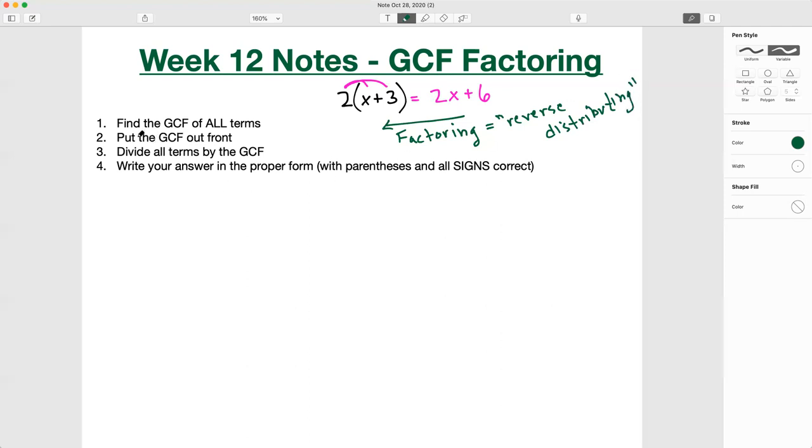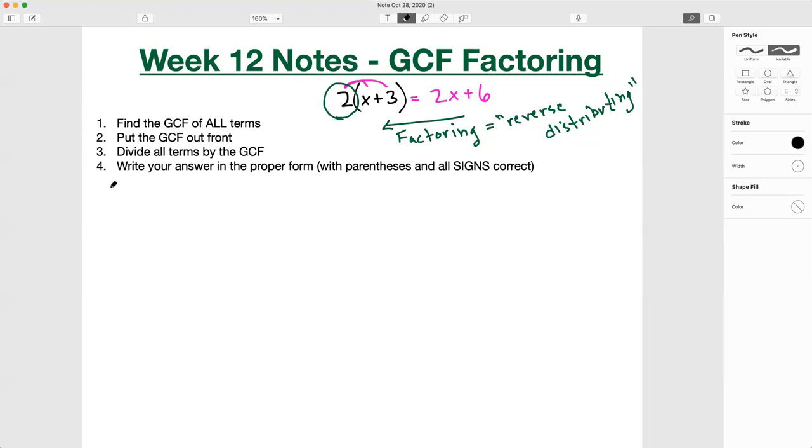But how do you do that? Well, first you find the GCF of all the terms. In this case, it would be 2x and 6. You'd find the GCF. And in fact, the GCF is really the term that's right here on the outside. Then you would put that term right out in front and then put the parentheses. But then to find the terms inside the parentheses, like the x and the 3, you would divide all the terms by the GCF. So you divide 2x by 2, and then 6 by 2, and then you'd get x and then 3. And then you write your answer in the proper form with parentheses and signs all correct. So that's where this lesson is going.